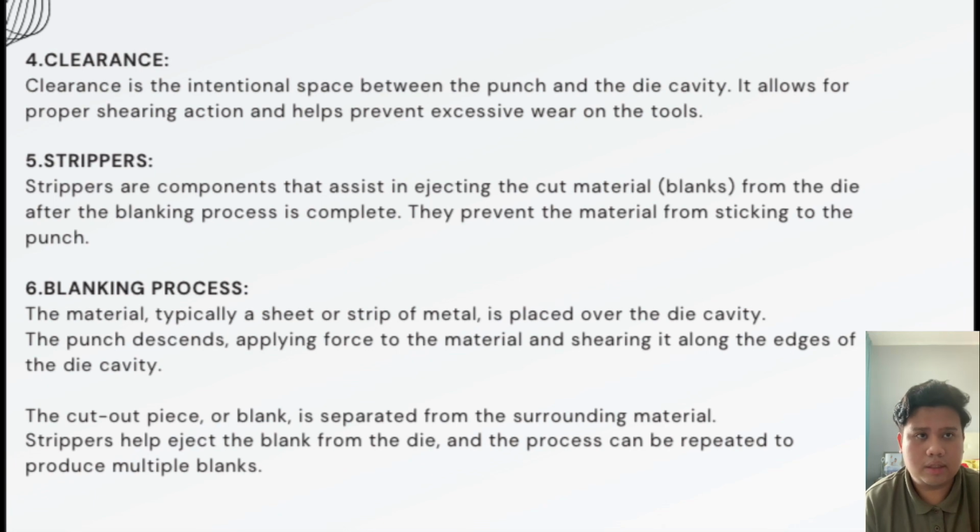Clearance. Clearance is the intentional space between the punch and the die cavity. It allows for proper shearing action and helps prevent excessive wear on the tools. Strippers: strippers are components that assist in ejecting the cut material from the die after the blanking process is complete. They prevent the material from sticking to the punch. Blanking process: the material, typically a sheet or strip of metal, is placed over the die cavity. The punch is set, applying force to the material, shearing it along the edge of the die cavity.